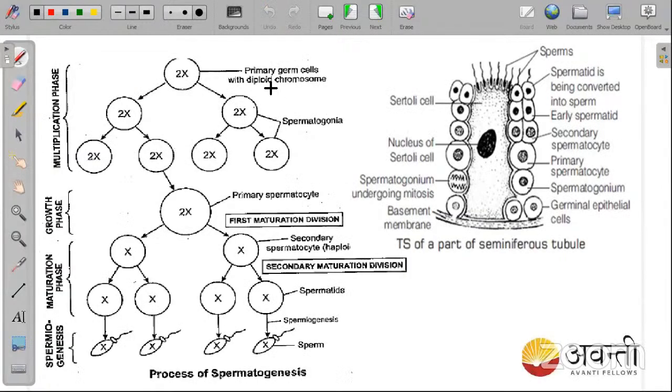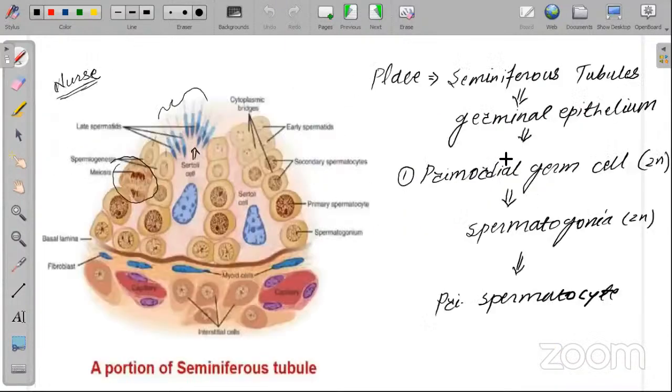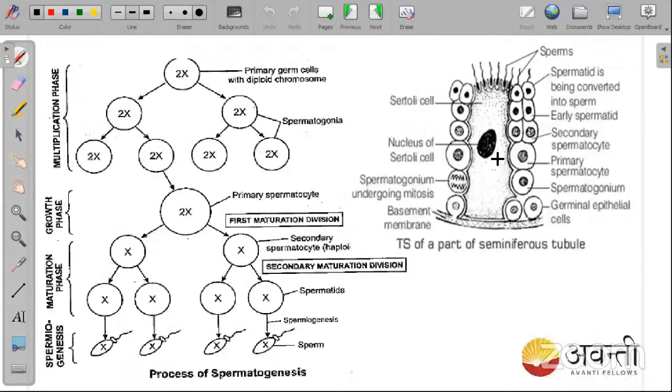So this is the diagrammatic representation again. फिर से primary germ cell, and this is spermatogonia, and this is primary spermatocyte again. ठीक है, and ये सारा process हो रहा है यहाँ पर. देख लीजिए. फिर से this is again one diagram, जो हमने पहले देखा था. In the first slide we already discussed this diagram.